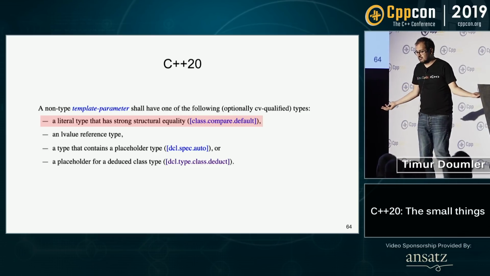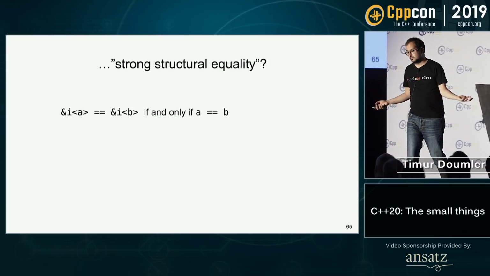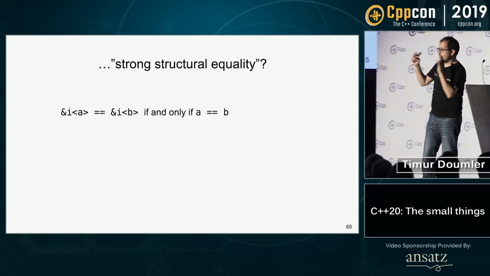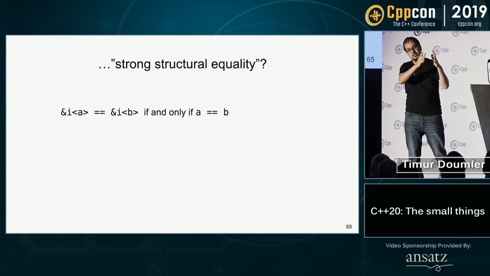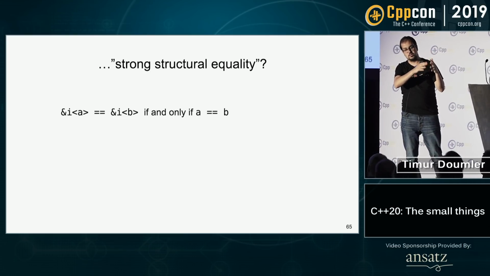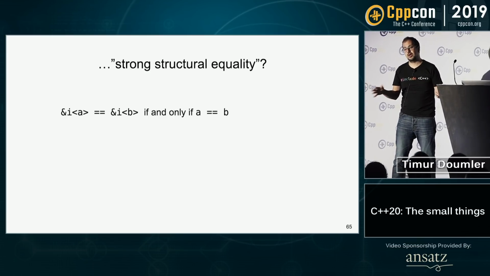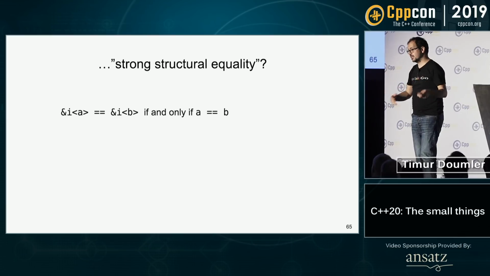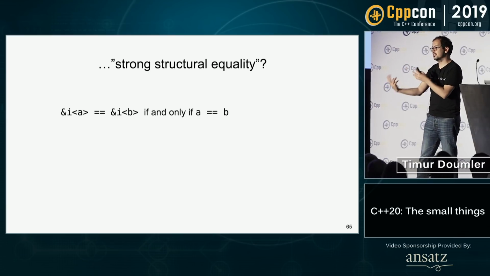So what does that mean? Strong structural equality. Turns out it means if the values are equal, then the types parameterized on that value will also be equal. And that's a really important property. It wouldn't work without that, because if you have templates, what a compiler needs to do all the time is verify whether the two types are the same, right?